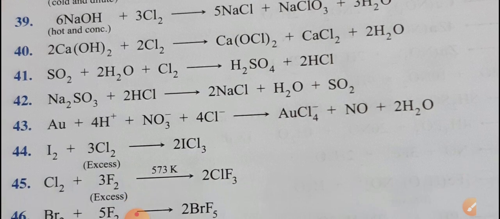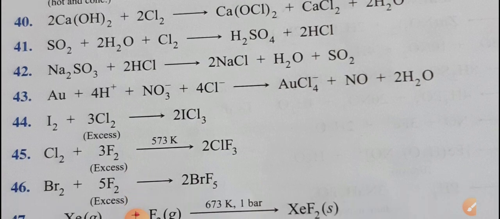Next we can see that gold, Au, is reacting with nitric acid and HCl, and it forms tetrachloridoaurate plus NO plus H2O. So you know that gold can only dissolve in aqua regia. So this is nothing but aqua regia where the gold is dissolved.